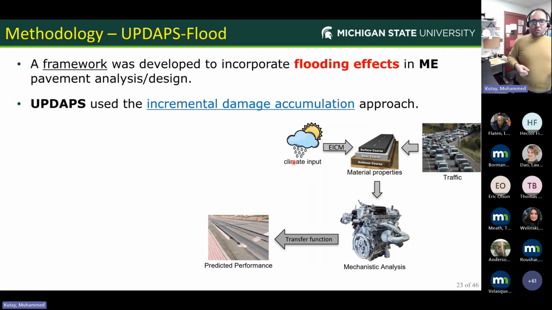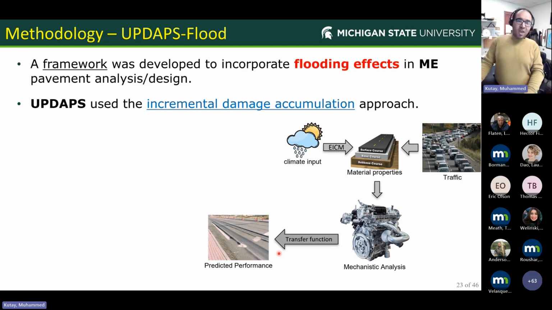The next thing I want to emphasize: UPDAPS is the baseline model that we developed here, and UPDAPS-Flood is the UPDAPS version we modified to incorporate the flooding effects in a mechanistic-empirical method. UPDAPS uses the incremental damage accumulation approach, the same as the MEPDG, and this is a schematic illustration of how it works. We have climatic input and traffic going with the material properties to the mechanistic analysis, and then using the transfer function, we predict the performance.